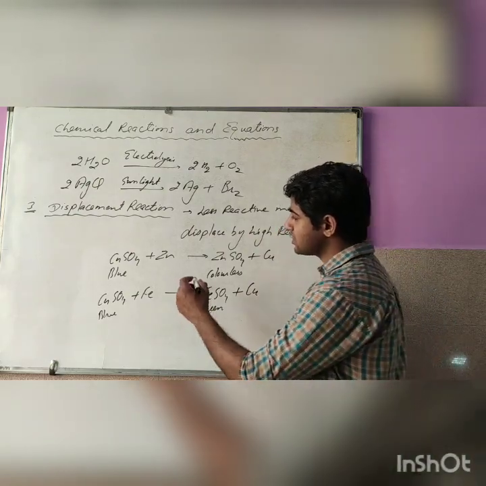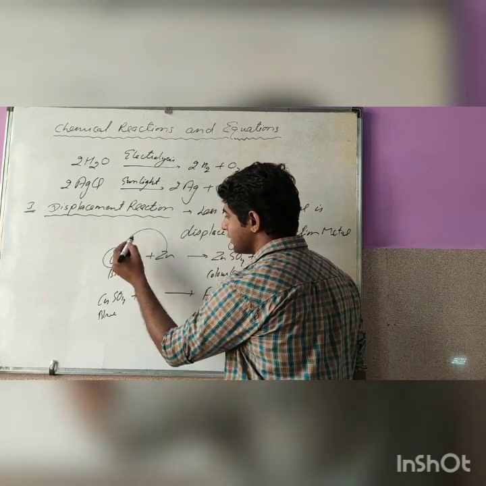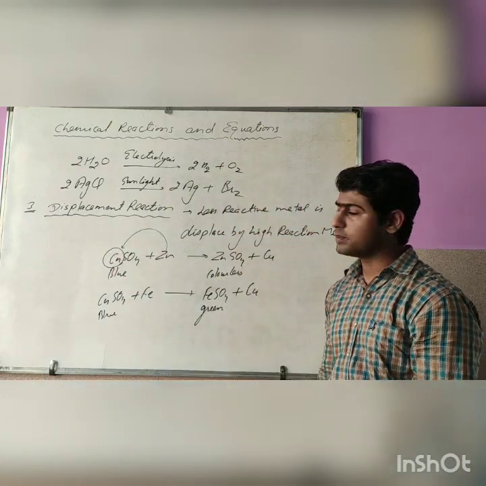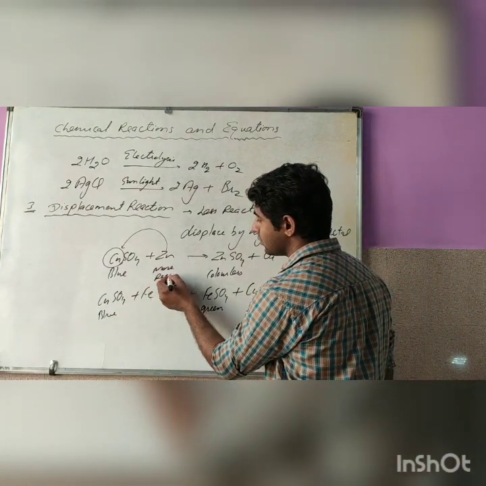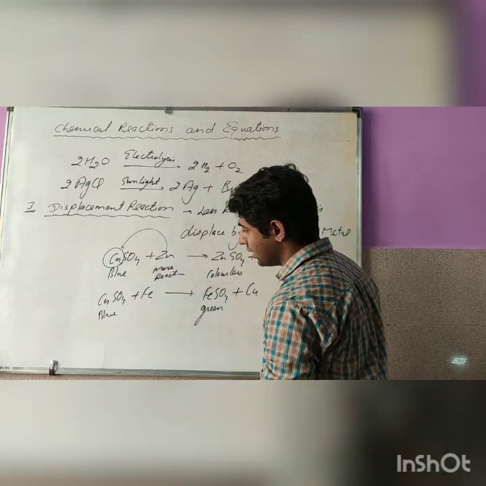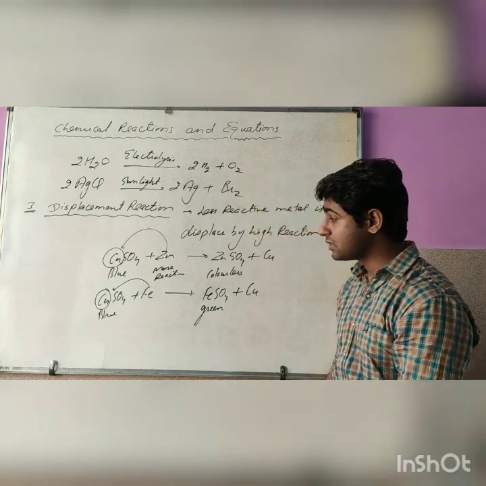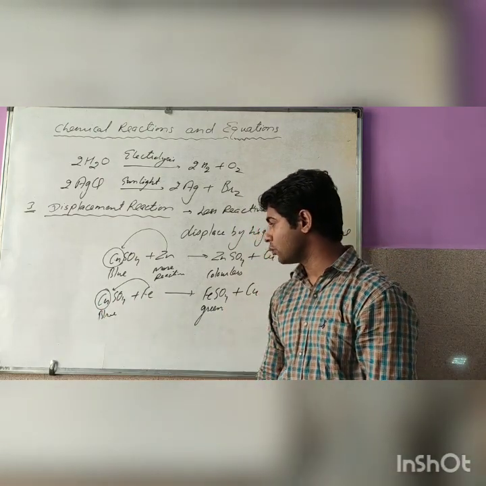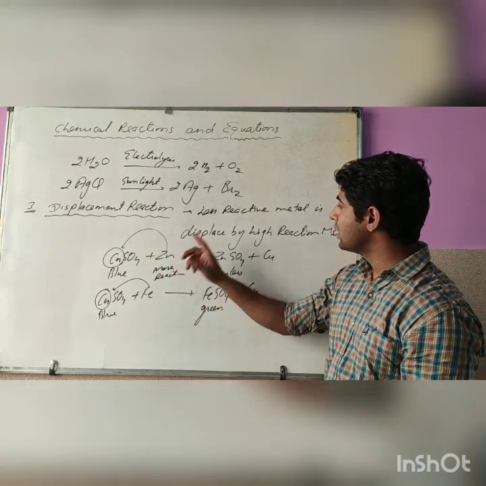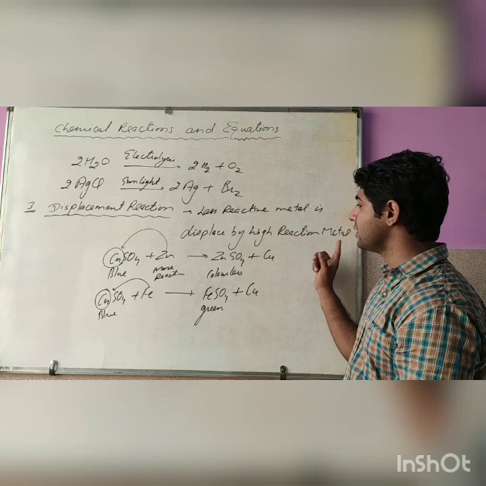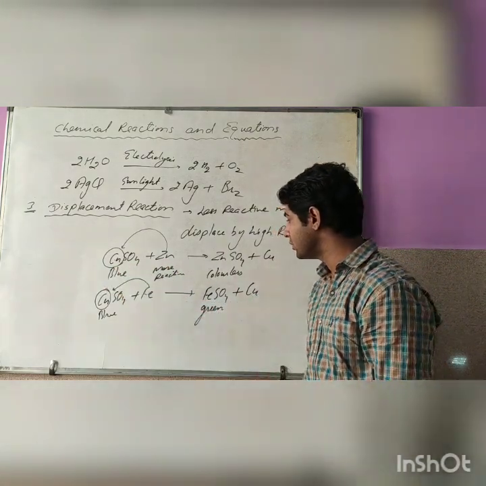So in this reaction you can see copper is displaced by zinc. That means zinc is more reactive than copper. And in this reaction, copper is displaced by iron. That means iron is more reactive than copper. So now the definition is: less reactive metal is displaced by more reactive metal. So a more reactive metal displaces the less reactive metal from its compound.